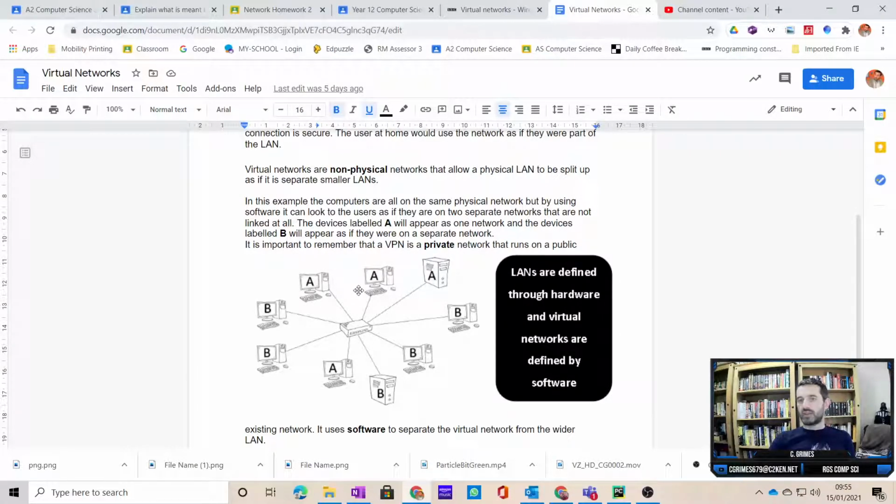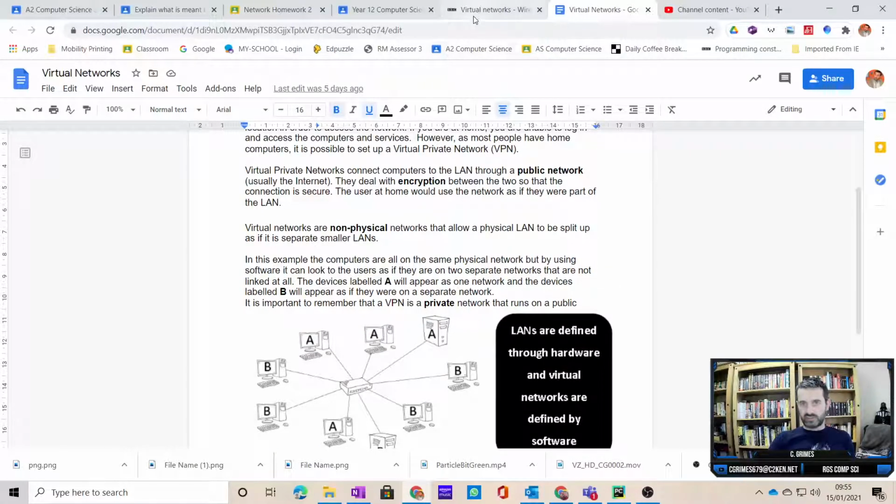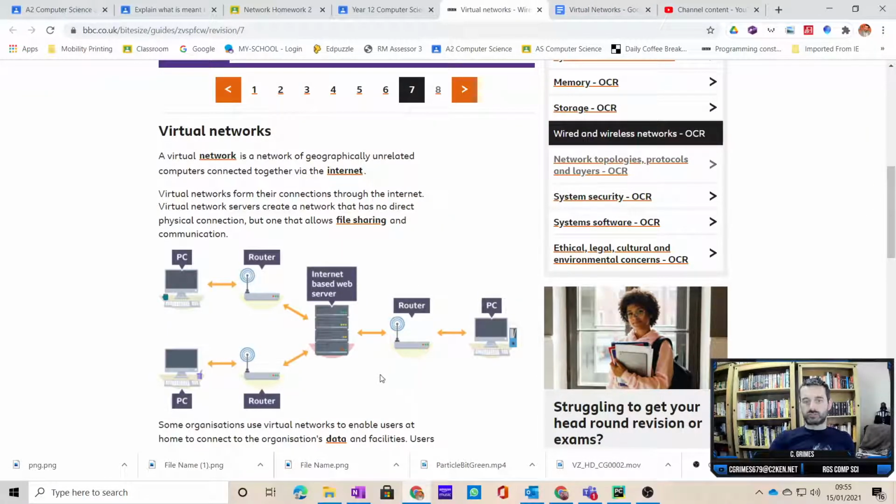If you see here, the devices A, they're within this LAN, but they are connected through this router in their own virtual network. If you consider it even within your house, the idea that you can create a virtual network connecting to your home hub or your internet router, and we could have two devices communicating together within a virtual network. So it says here in the BBC Bitesize that they're unrelated and they're connected via the internet.